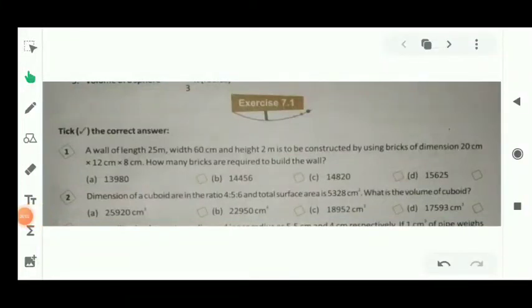Hello students, today I will start chapter number 7 from your reasoning book, that is volume. Let's see the exercise number 7.1.